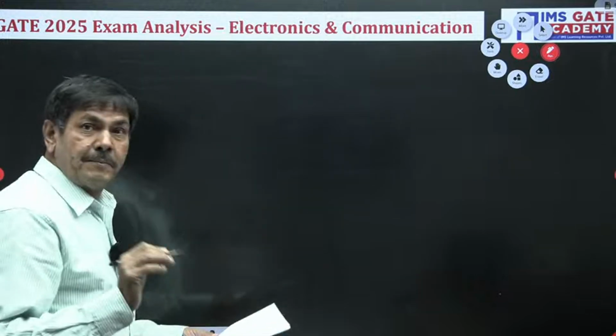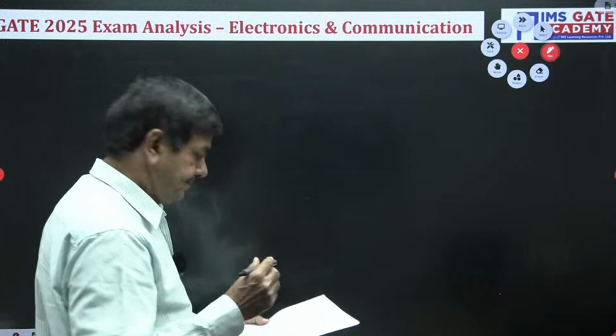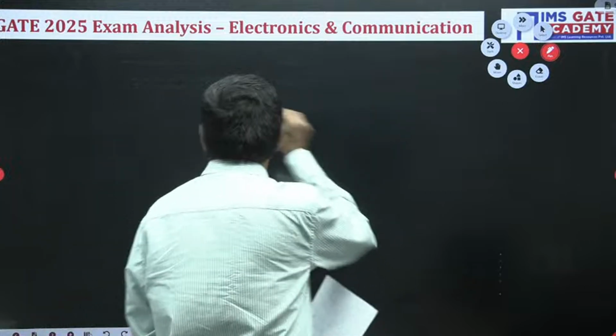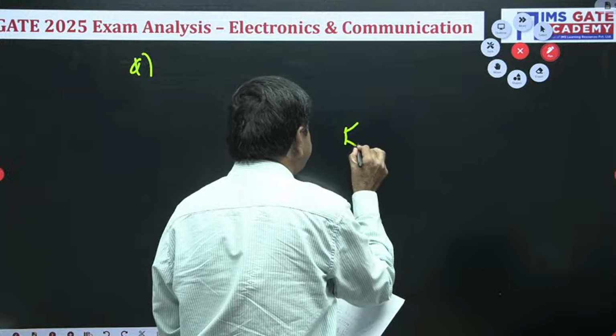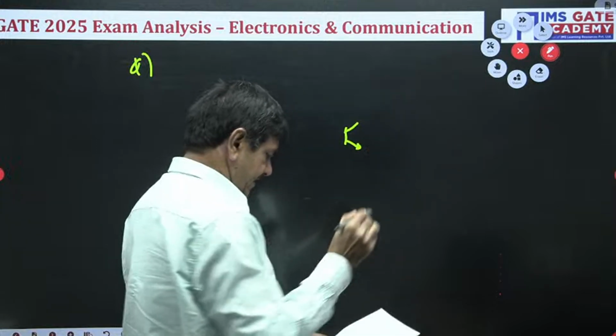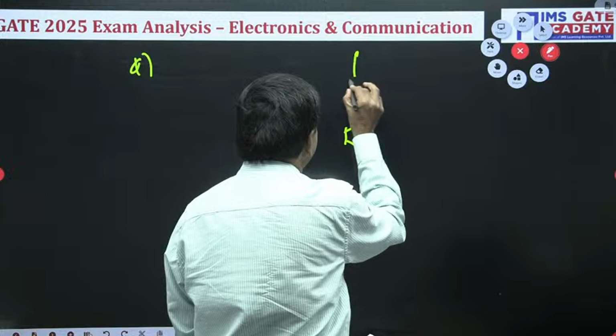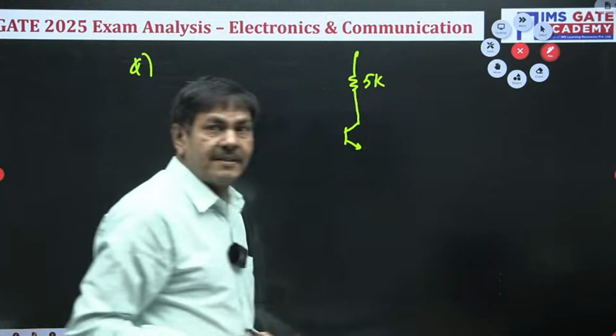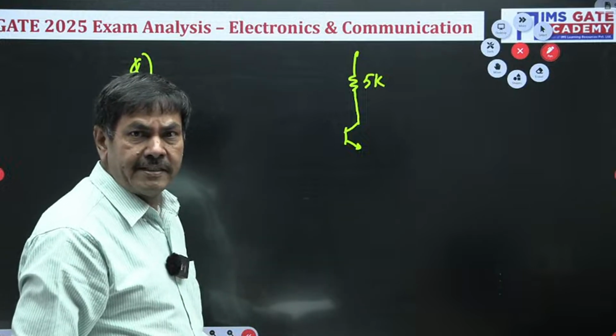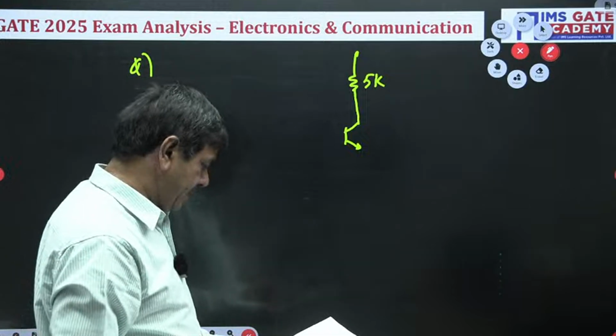The circuit from the BJT question was asked like this. There is a transistor and a 5K resistor is connected here. This is the 5 kilo ohm resistor. And the supply voltage is given here, 10 volts.